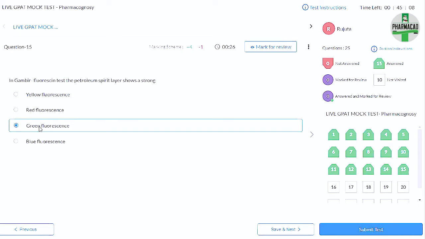Okay. So generally the fluorescence seen in this case is either green or blue. More accurate, which has been printed in books, is green. Okay, so you might get confused between green and blue if you don't remember from memory. To remember it, you can remember G for gambier, G for green.